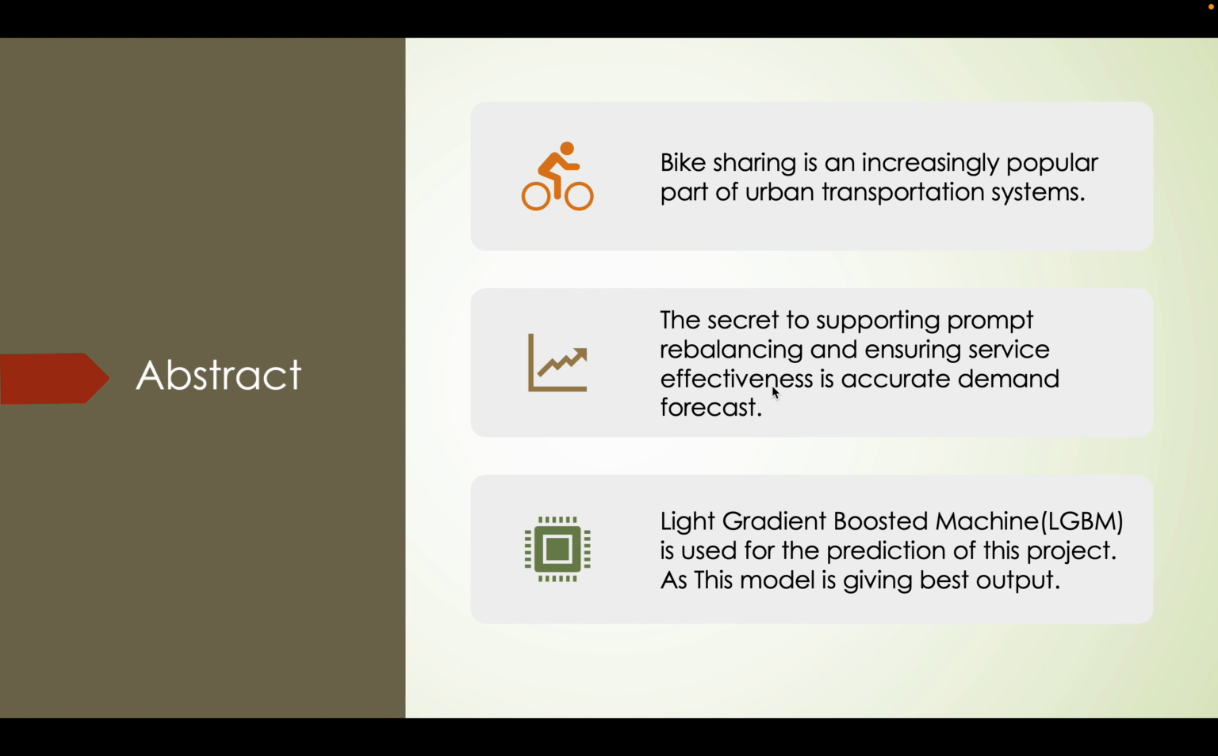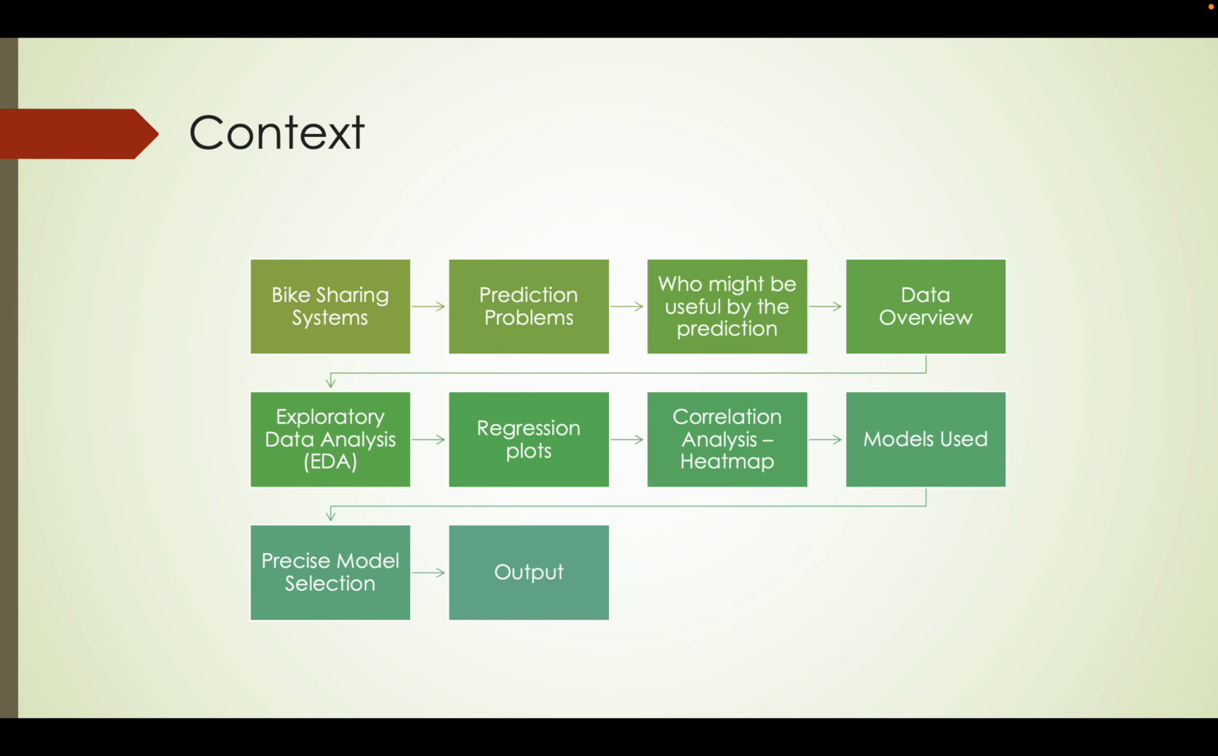By this model, we can get the accurate demand for bike sharing, so that we can forecast the future. In this model, we have used the Light Gradient Boosting Machine for predicting in this project, as this model is giving the best output. Here we are going to discuss a few details in this PPT.